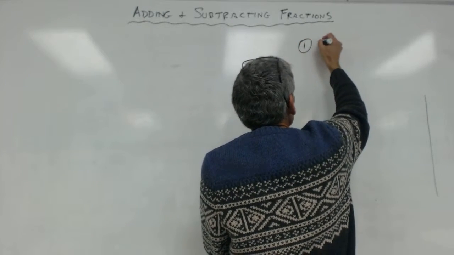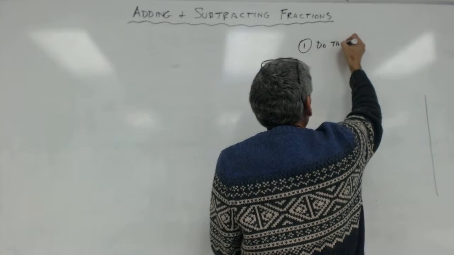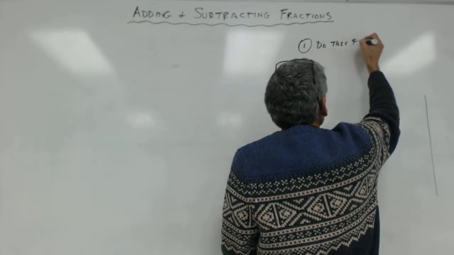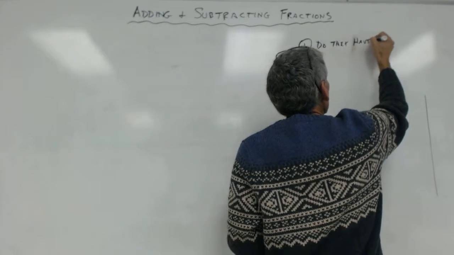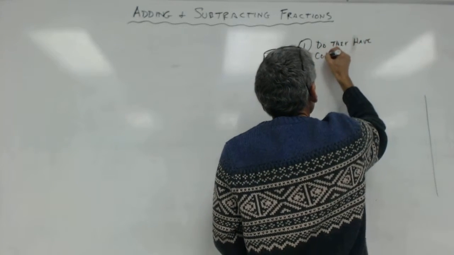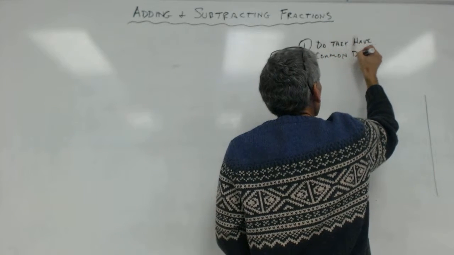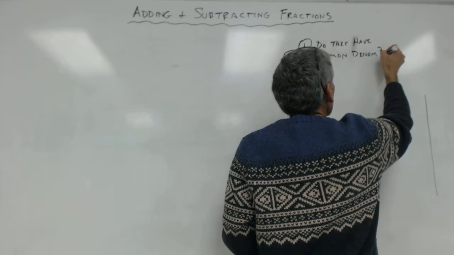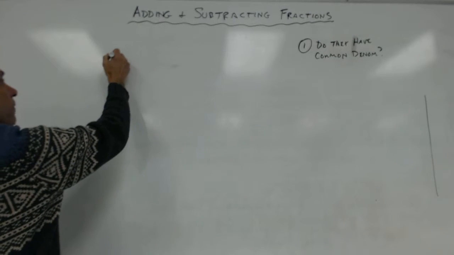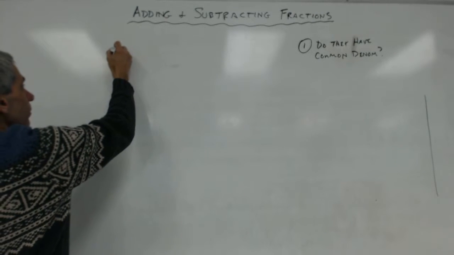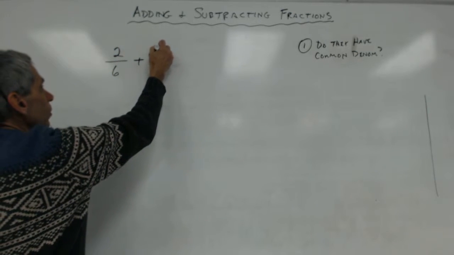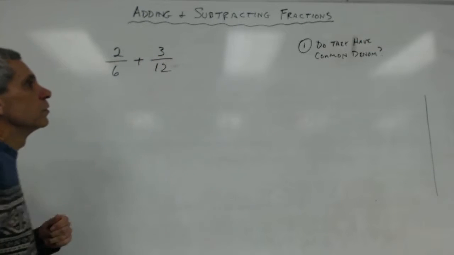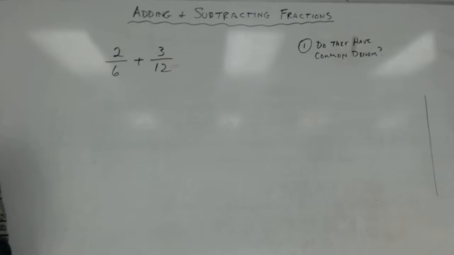The first thing is, do they have common denominators? Okay? So do they have common denominators? So here we go. We've got 2/6 plus 3/12.